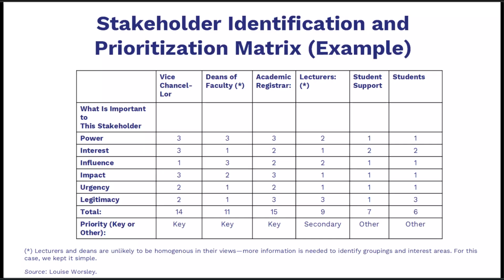Consider weights if your context demands it. For example, urgency or legitimacy may outrank raw power when compliance or public trust is at stake. Finally, keep the matrix in a shared repository and link it to the communication plan, risk register, and decision log, so priority translates into cadence, owners, and concrete next steps. This is only an example. Tailor scoring and categories to your project.